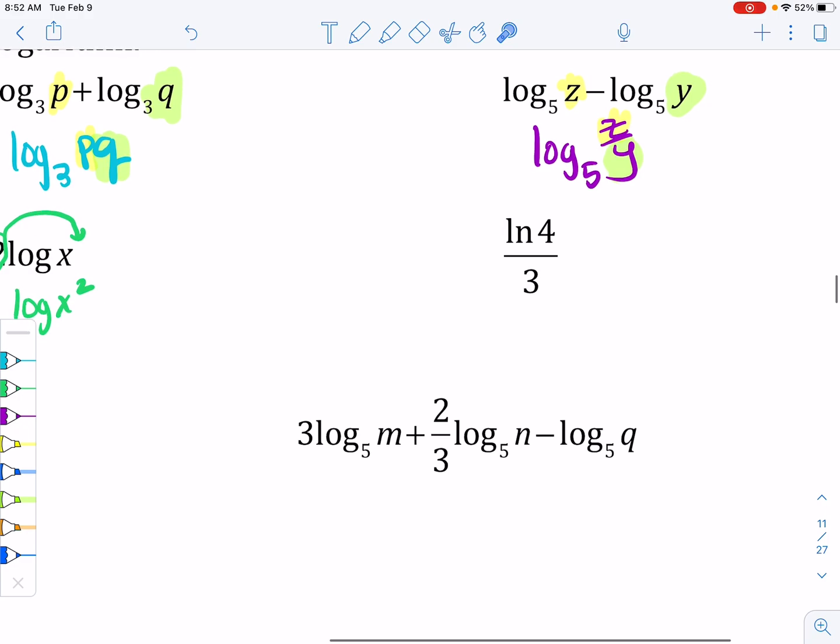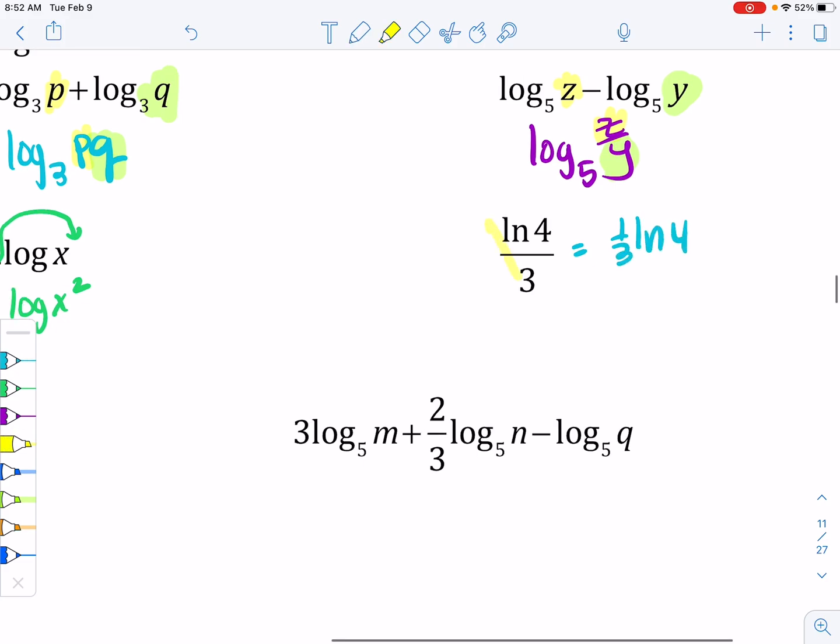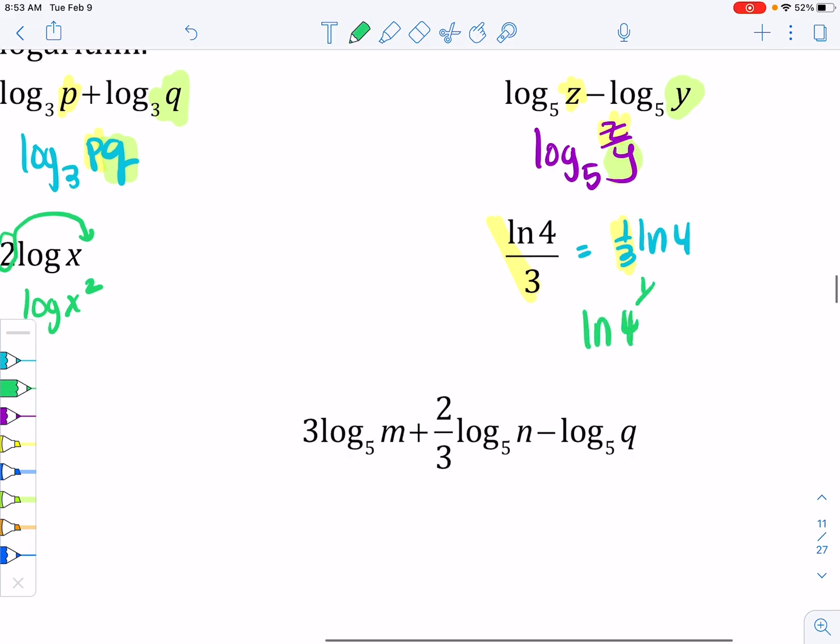Okay. Now this, you have to be careful on this one. This can be written like it is, or it could also be written as 1/3 natural log 4. So notice the 1/3 is kind of embedded here, but that still is being multiplied out in front, which means that it can be a power. So I can do the natural log of 4 to the 1/3.